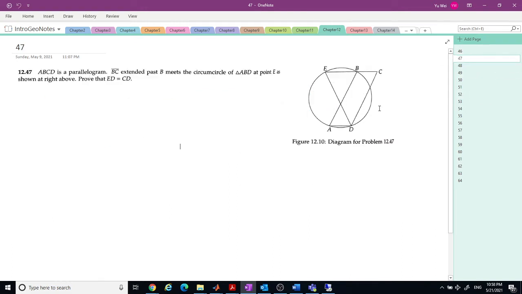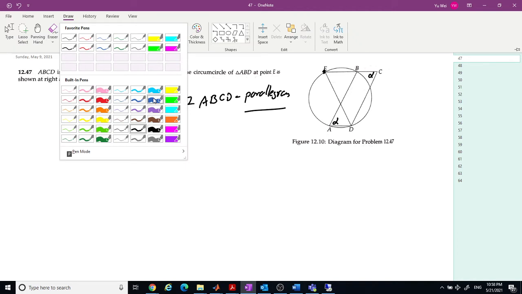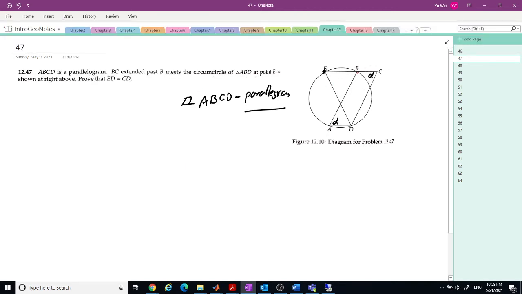So we have ABCD is a parallelogram. If ABCD is a parallelogram, then we extend B to the point E. What we want to show is that ED is equal to CD. In the parallelogram, we have angle alpha, so if BAD is alpha, then BAD is spanned by the arc BD.